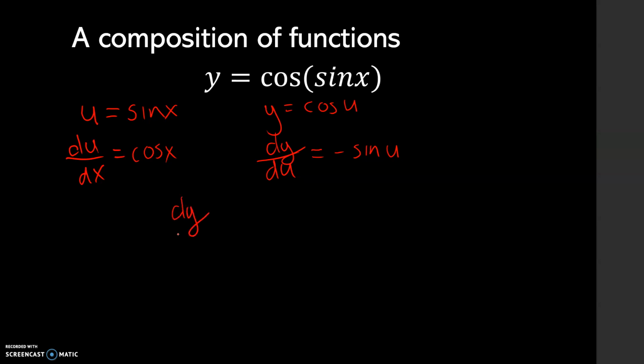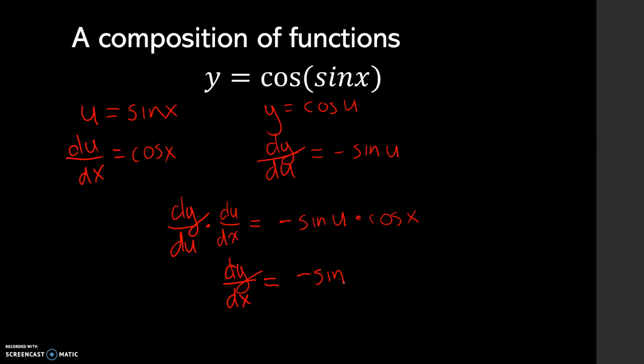So dy/dx, let's make that look like y, is dy/du multiplied by du/dx, which is equal to negative sine of u multiplied by cosine of x. Let's simplify. dy/dx is equal to negative sine. We need to get rid of that u. What was u equal to? Sine of x. And then that whole thing is still multiplied by cosine of x.